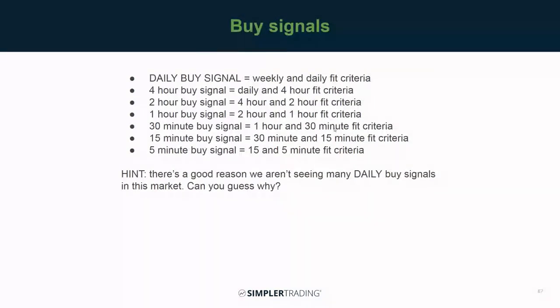All right, so for our buy signals here, a daily buy signal means the weekly and the daily lining up together. A 4-hour buy signal is based on the daily and the 4-hour. A 2-hour buy signal is based on the 4-hour and the 2. A 1-hour signal is based on the 2-hour and the 1-hour. 30-minute is based on the 1-hour and 30-minute, etc., etc.